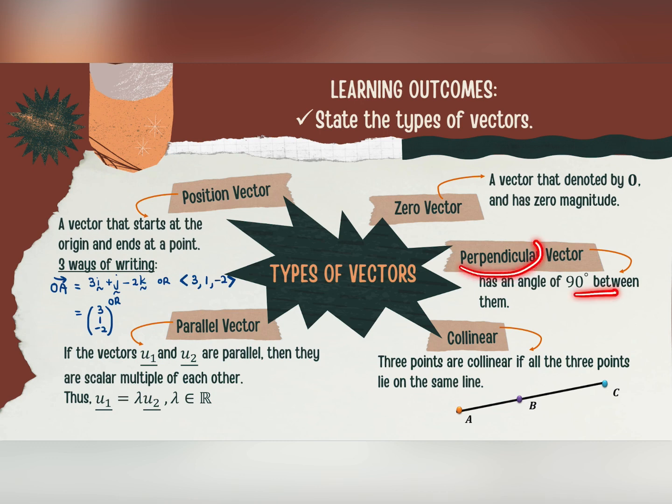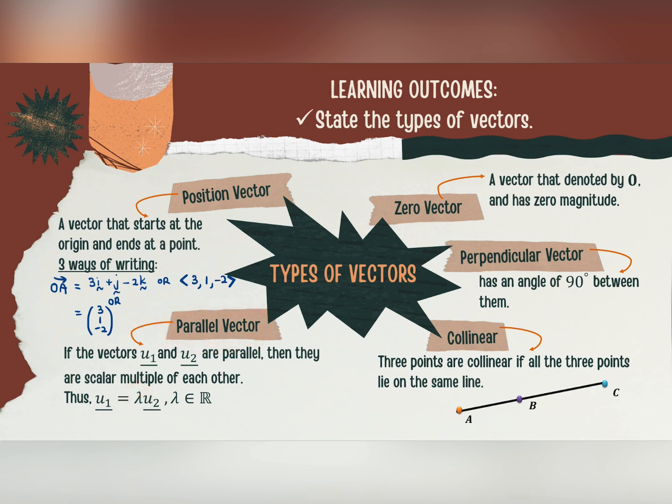Okay, so opposite for perpendicular will be a parallel vector. Okay, so parallel vector, angle dia apa? If the vectors are u1 and u2, okay, ini pun adalah another way of writing a vector. Kita buat bentuk tilt kat bawah ni, ataupun kalau tak nak tilt, kita buat bentuk line pun okey je. So vectors u1 and u2 are parallel, then they are scalar multiples of each other. So kalau dia parallel, so dia adalah u1 equals to lambda u2. So dia akan ada scalar multiple of each other. Okay, so ini merujuk kepada parallel vector.